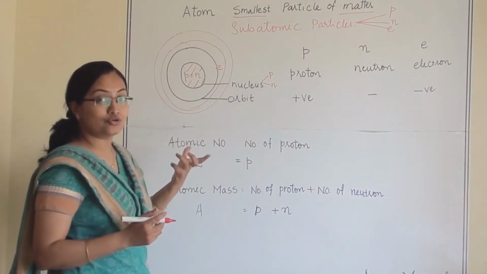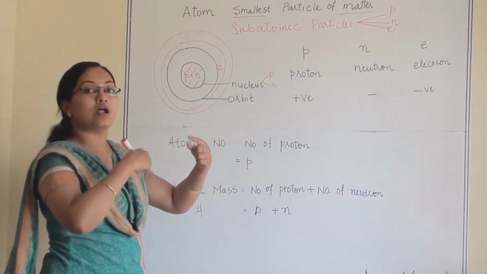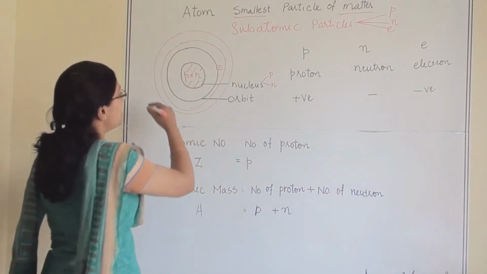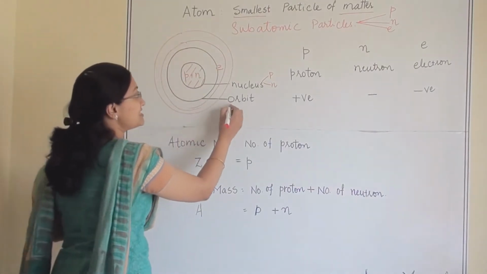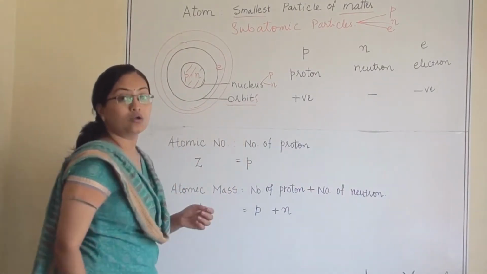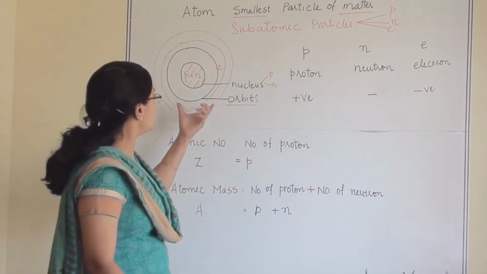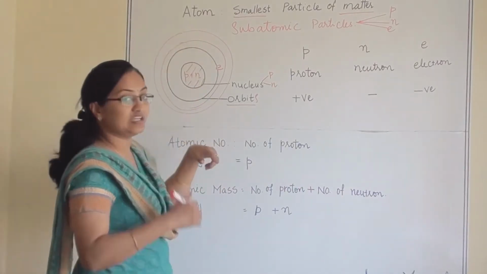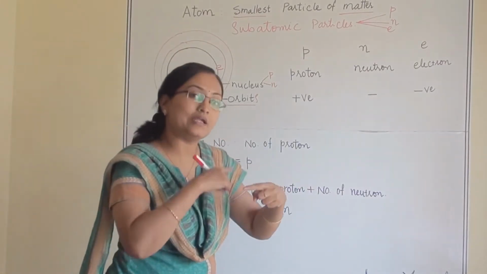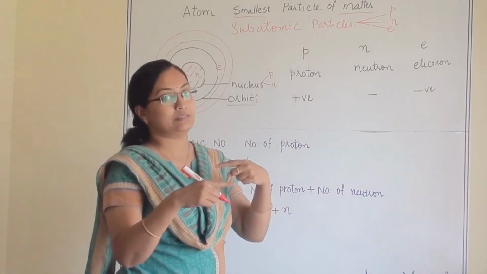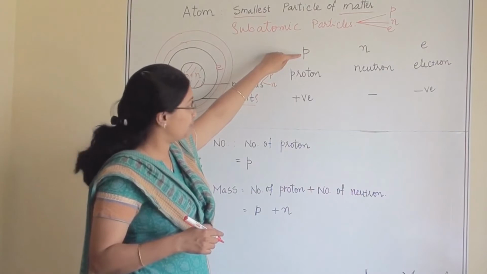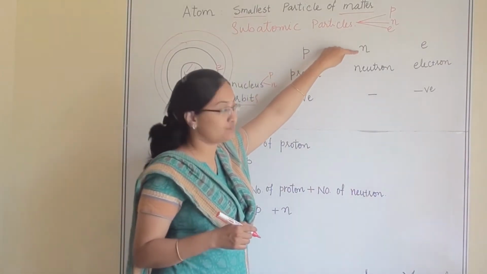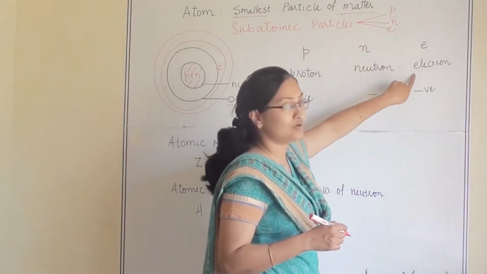Whereas the electron will be rotating around the nucleus. So that's why we are making these circles. Circles are known as orbits or orbitals. Through these orbits, the electron will be rotating around the nucleus. Now P stands for proton, N stands for neutron, E stands for electron.